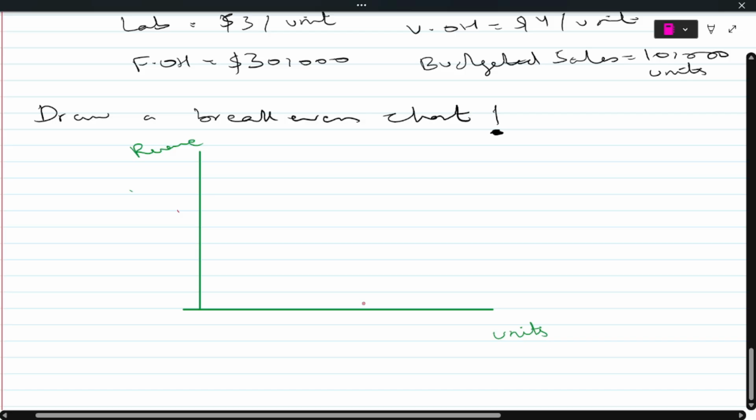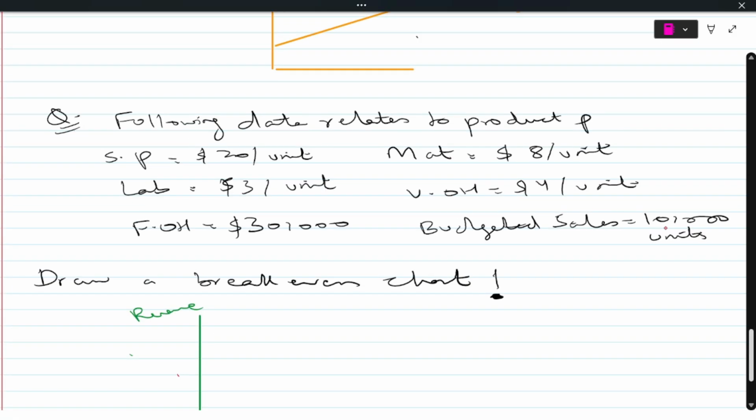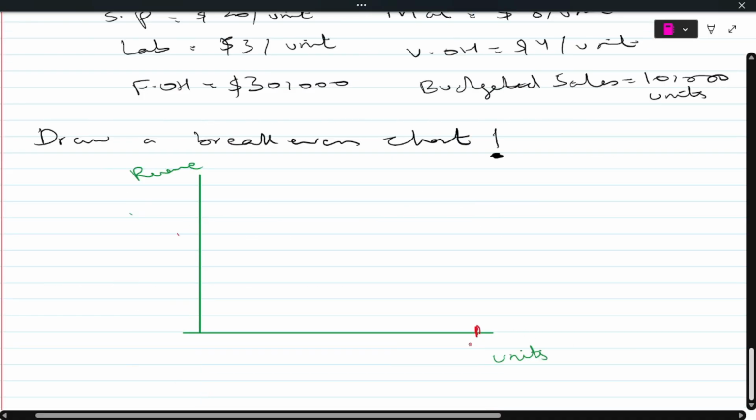Okay. Now, I know that the y-axis is revenue and the x-axis is units, but how am I going to allocate the scales, right? So remember that when we talk about units, you always mark your maximum unit with the budgeted unit that is given to you in the question. So what is the budgeted sales that is given to you in the question? It's basically 10,000 units, right? So you're going to come over here and write 10,000 units. And this you know is 0, right? So this is 0, this is 10,000.